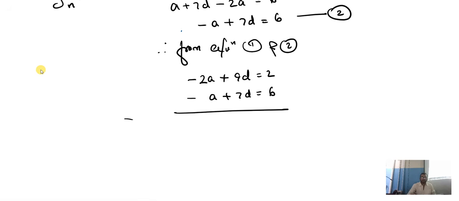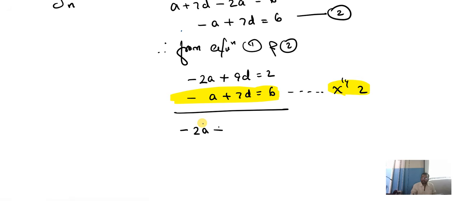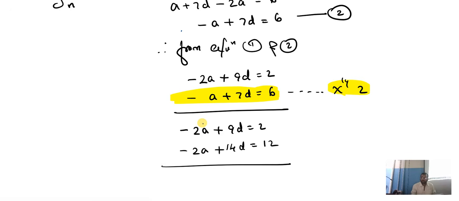So what I am going to do, this equation 2, I am going to multiply this by 2. Because this is 2A, I will make this also as 2A. So this entire equation, I am going to multiply with 2. If we multiply equation 1 as it is, minus 2A plus 9D is equal to 2 as it is. 2 into minus A, that is minus 2A, plus 2 sevens are 14D, 2 sixes are 12. Now this minus should make it as plus, this is minus and this is minus.